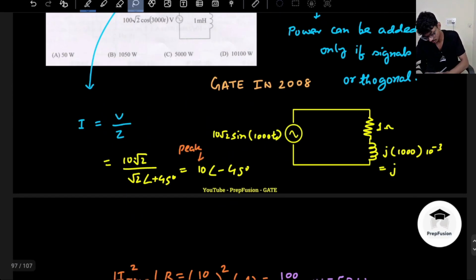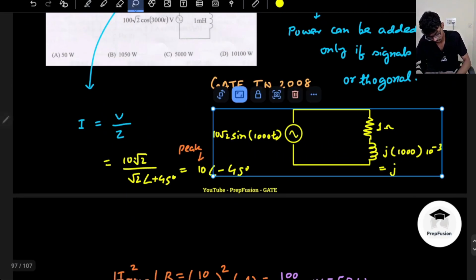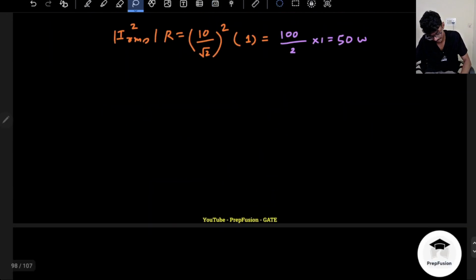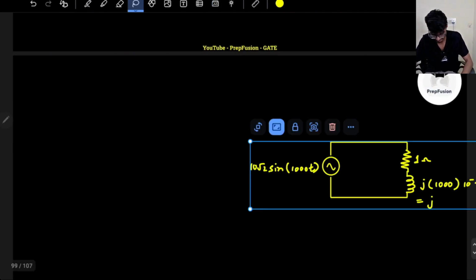So what about the second source? What about the second source?